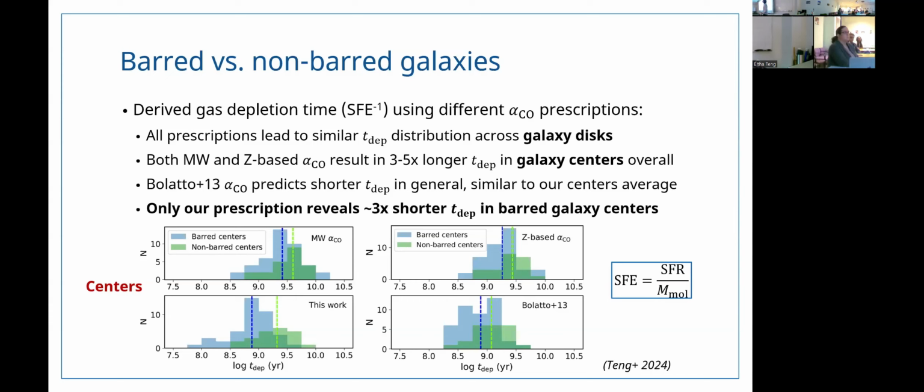And I guess what's the difference in your methods, or how you get the difference? Oh yeah, I should have explained this more. The Bellato prescription is actually a function of metallicity and stellar mass surface density, so it's a totally different prescription from ours. Yeah, cool, thanks.